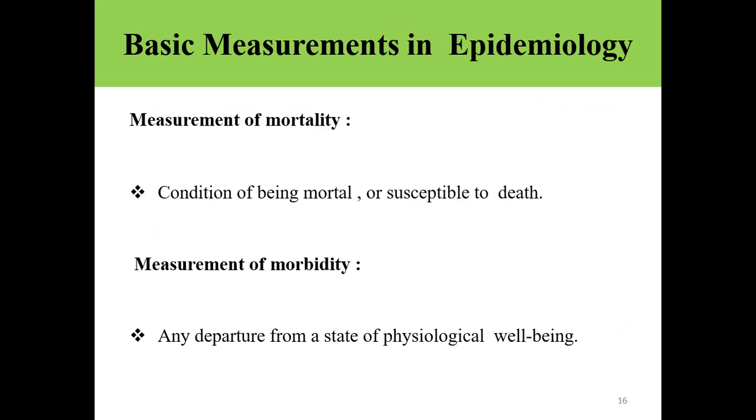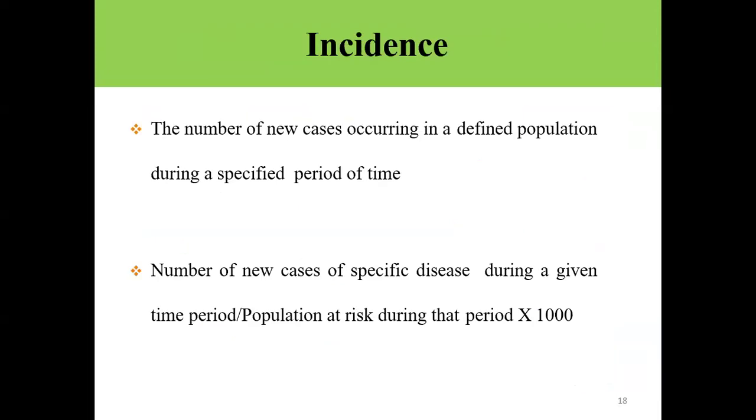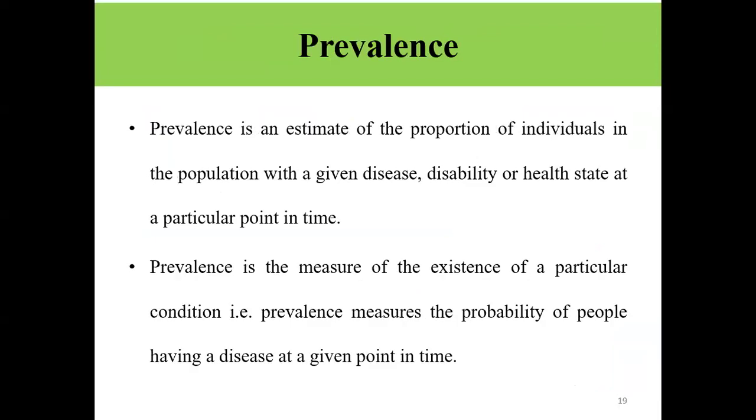Coming to the basic measurements in epidemiology, there are two: measurements of mortality and measurements of morbidity. Mortality is the condition of being mortal or susceptible to death, whereas morbidity is any departure from a state of physiological well-being. So for morbidity, we measure the incidence and prevalence. Incidence is the number of new cases occurring in a defined population during a specified period of time. So this is the formula for the incidence.